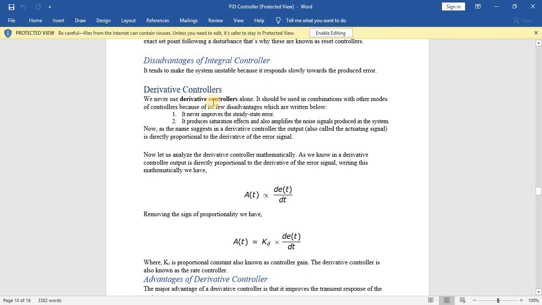Next one is the derivative controller. Derivative controllers produce an output which is proportional to the derivative of the error signal. Derivative controllers cannot be used alone. They should be used in combination with P or I. The disadvantages are that it never improves the steady state error. As steady state error is high and stability is less, it's not able to be used alone. It produces a saturation effect and also amplifies the noise signals produced in the system.